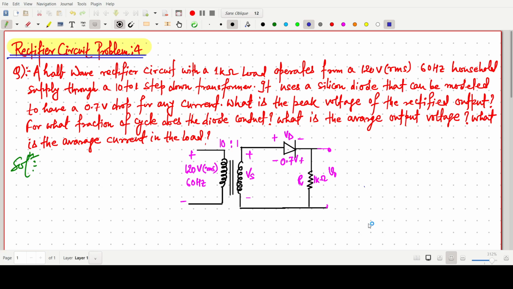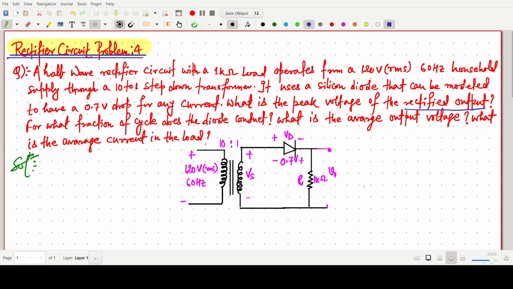So the question is: a half wave rectifier circuit with a 1 kilo ohm load operates from a 120 volt RMS household supply. So basically this one is our transformer. We are given the primary voltage, 120 volt RMS, 60 hertz, with a turn ratio of 10 to 1 step down transformer. It uses a silicon diode that can be modeled with a 0.7 volt drop. Okay, so we have to find out what is the peak voltage of the rectifier output.